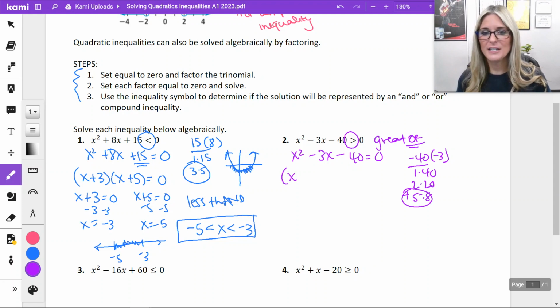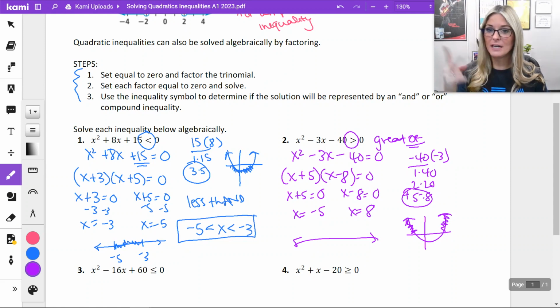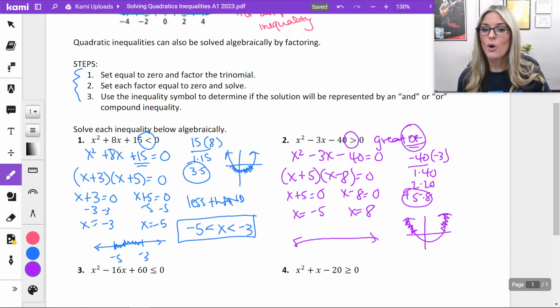So let's put those into our factors. X plus 5, x minus 8 equals 0. Going to set each of those factors equal to 0 and solve them, giving us x equals negative 5 and x equals positive 8. If I'm thinking about my number line, we already said this is going to be a greater. Where is this parabola? Greater or above the x-axis. Where is it positive?